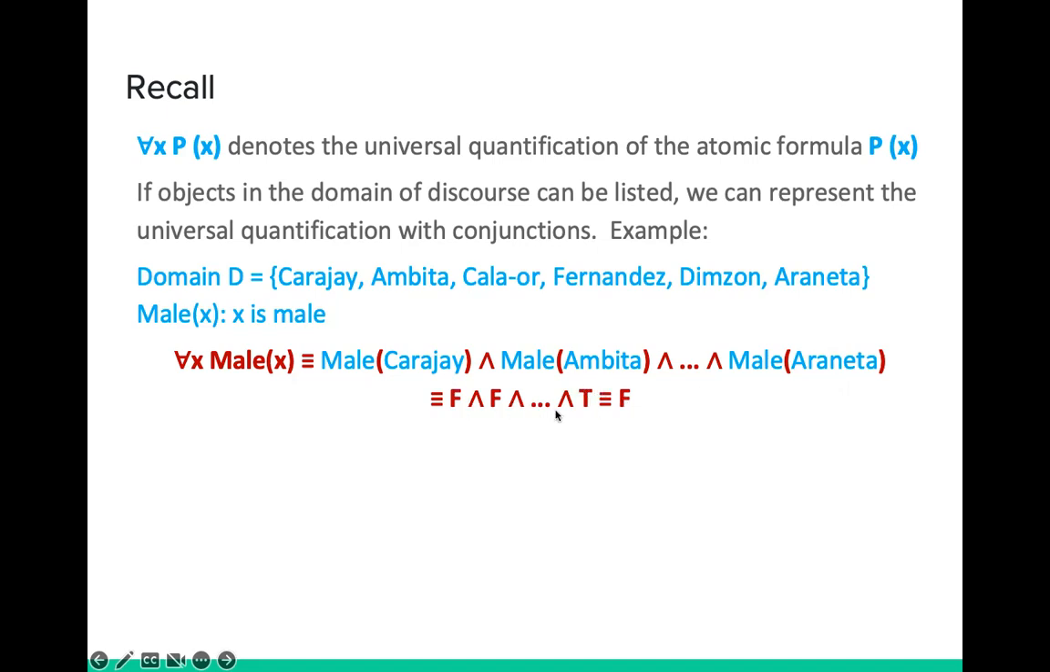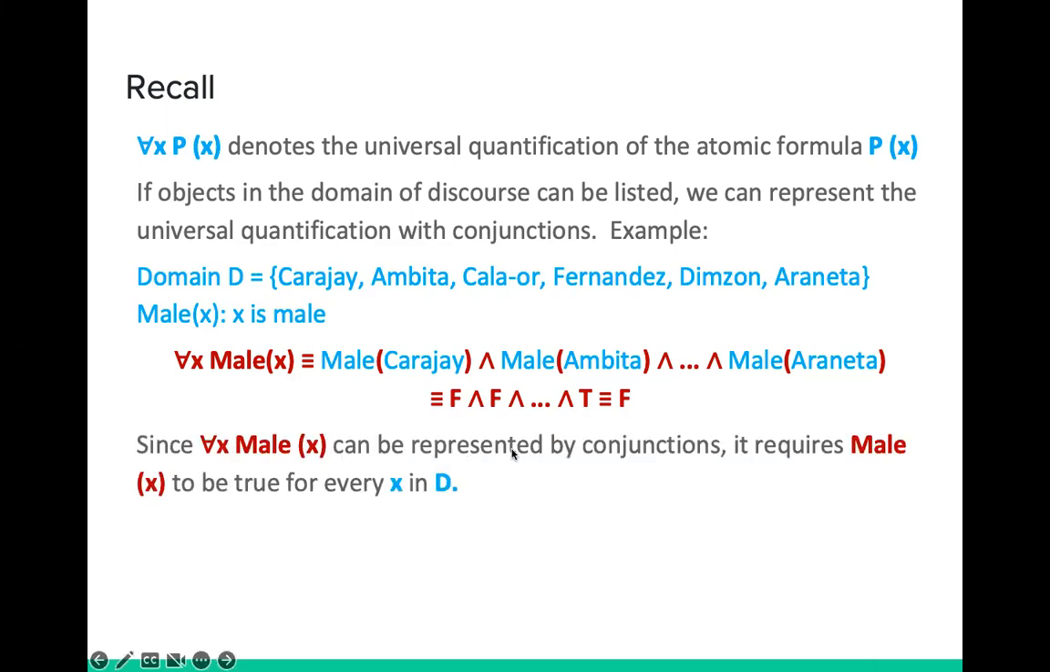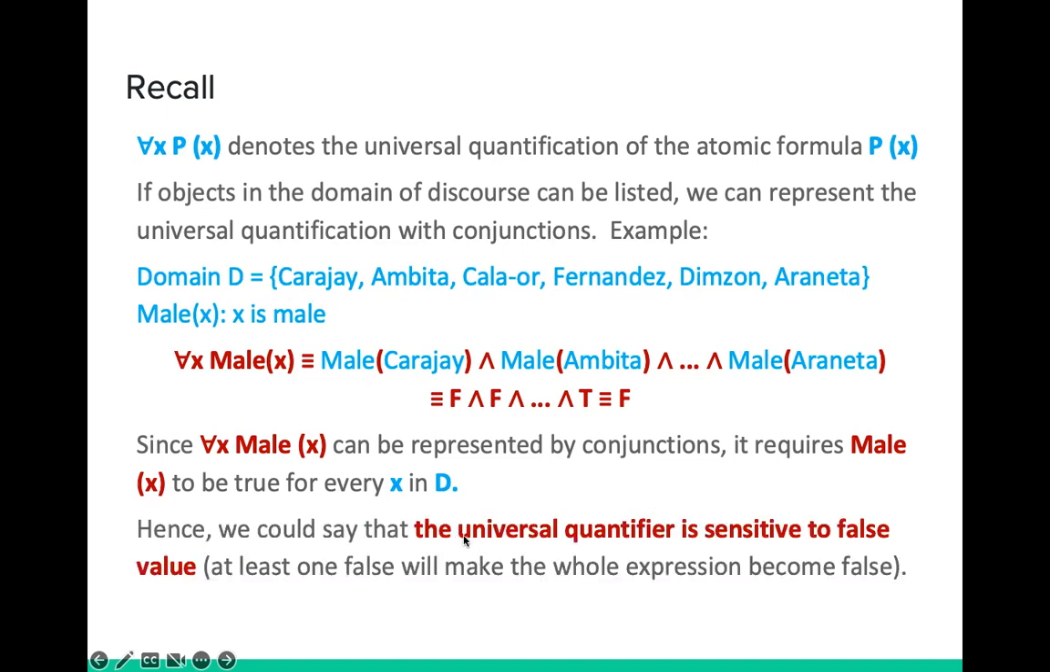Since they are being connected with the and, only at least one false is needed for this to result to false. So this universal quantification for all x male of x in the domain D will result to false. Again, this can be represented by conjunctions, and it requires each of the predicate male of x to be true for every x in this domain D. Hence we can say that the universal quantifier is sensitive to false value, because at least one false will make the whole expression become false.